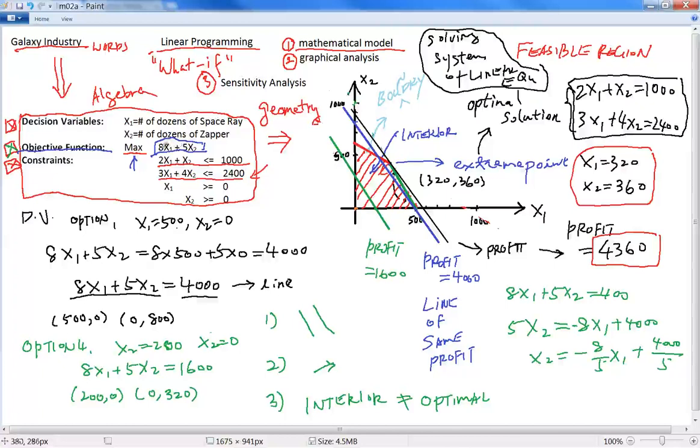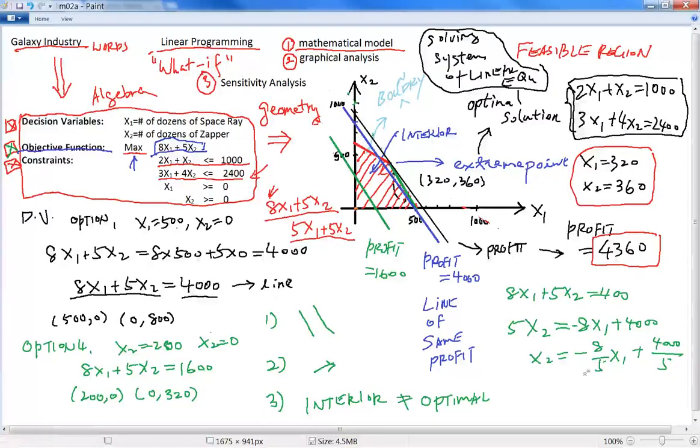So imagine if, instead of 8x1 plus 5x2 as the profit expression, recently we found that the profit for space ray has dropped from $8 to $5, so the new profit expression becomes 5x1 plus 5x2. So how would that affect the profit or the optimal solutions?